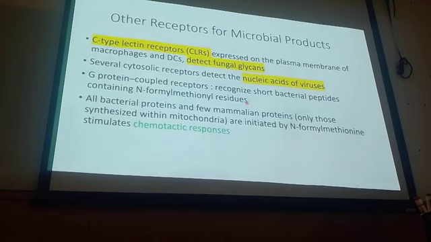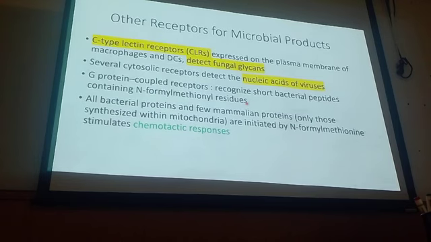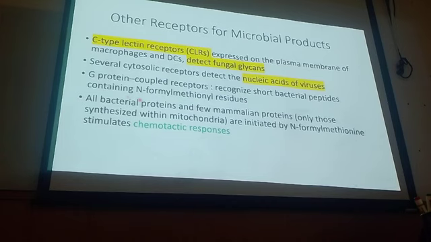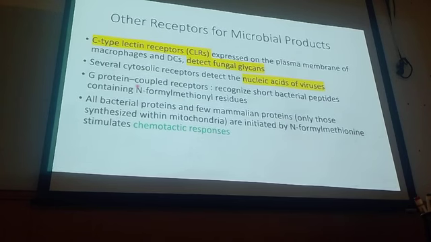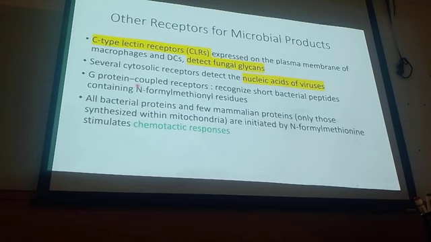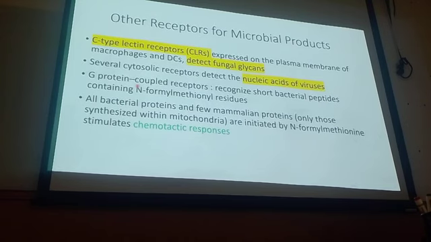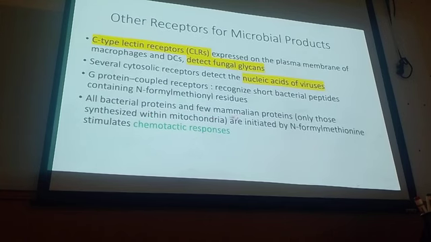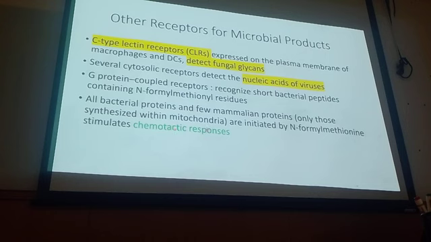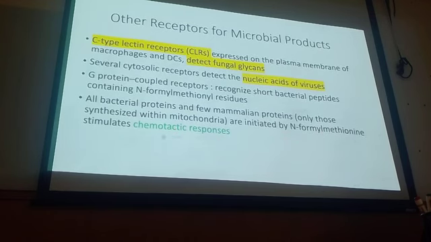We have some other receptors such as G protein coupled receptors, which recognize short bacterial peptides containing N-formyl methionine residue. The names of these receptors are in the text of Robbins, but Robbins does not show any picture of these receptors, maybe because they are rarely activated in comparison to toll-like receptor or NOD-like receptor. All bacterial proteins and few mammalian proteins, only those initiated within mitochondria by N-formyl methionine, stimulate a chemotactic response. So activation of G protein coupled receptor leads to chemotactic response in the phagocytes.